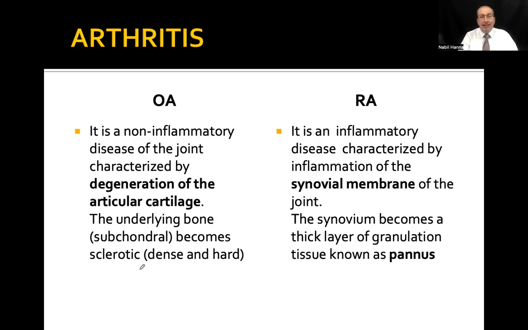Osteoarthritis is minimally inflammatory. Actually, this is a better term than non-inflammatory. It is a minimally inflammatory disease of the joint that is characterized by degeneration of the articular cartilage, whereas rheumatoid arthritis is an inflammatory autoimmune condition, and when it affects the joint, it starts in the synovial membrane, and the synovial membrane becomes a thick layer of granulation tissue known as pannus.